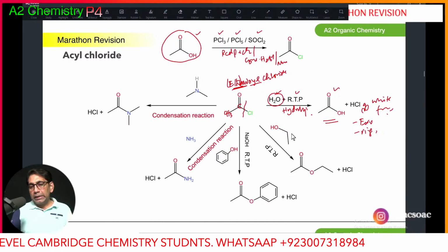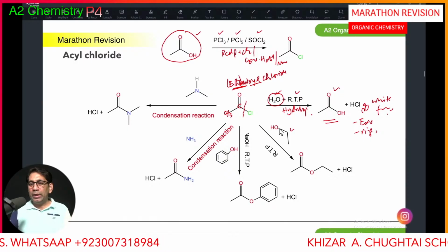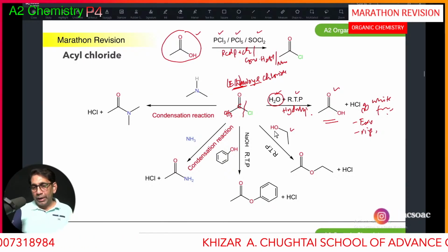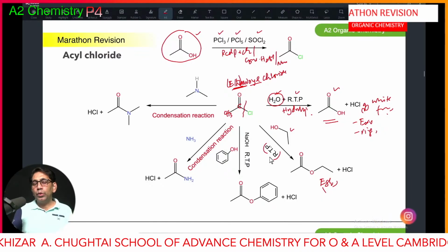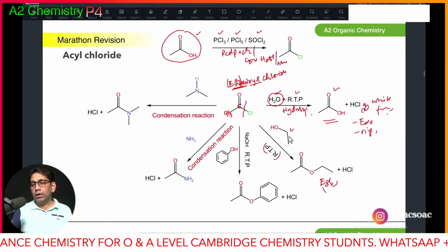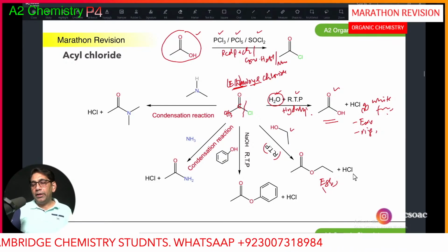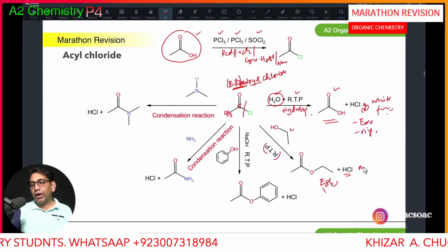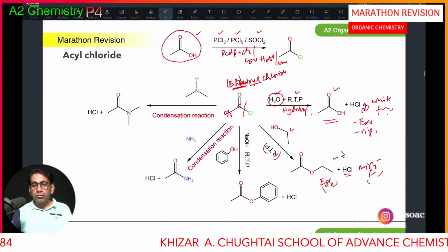If you're going to add any alcohol into this compound, into ethanoyl chloride or acyl chloride, there is formation of an ester. Again, there is no need to heat. It's a very reactive reagent, so it will react with water, it will react with any alcohol, and there is formation of, again, misty or white fumes, and there is a formation of ester.